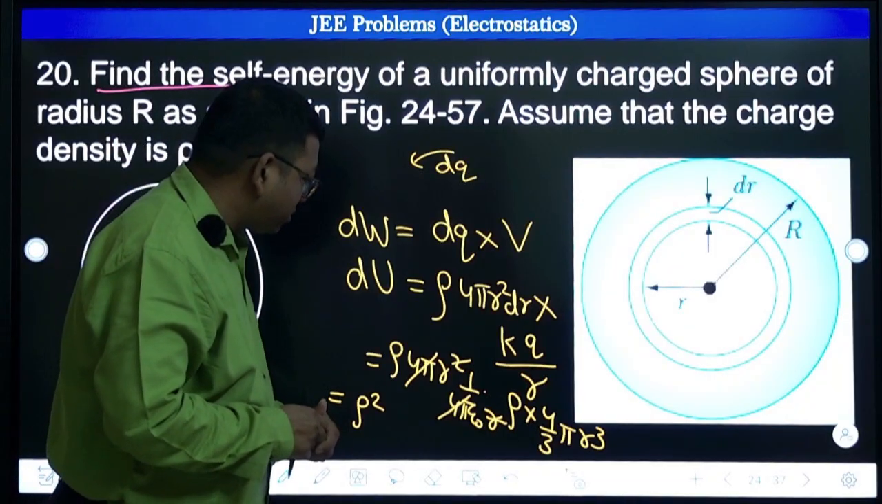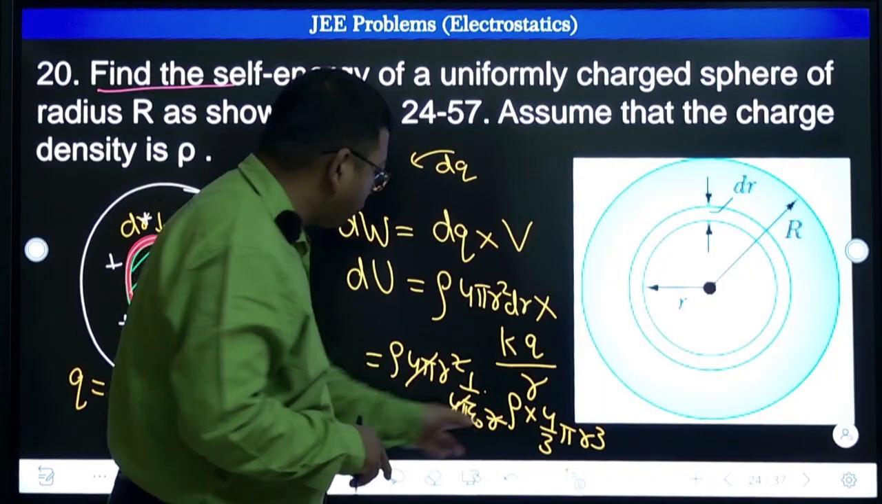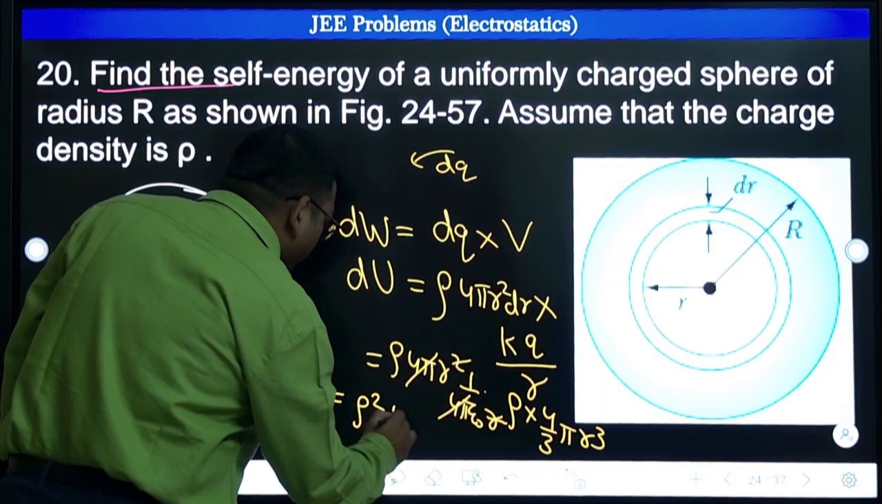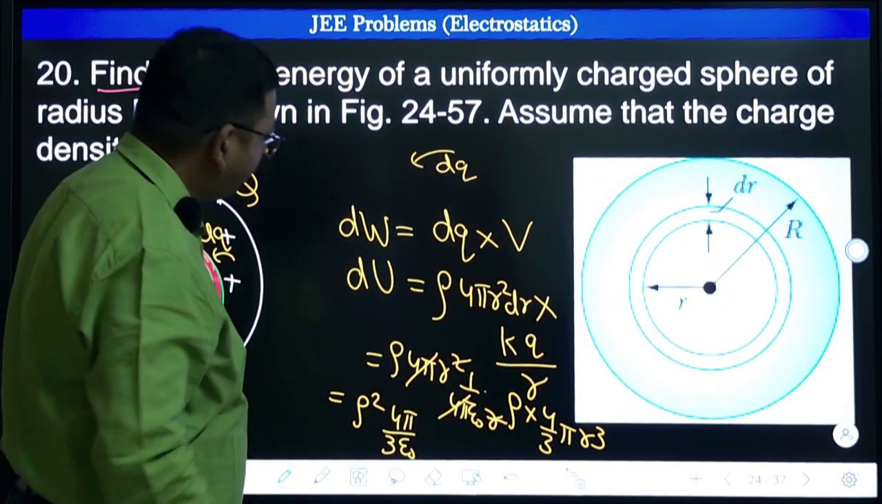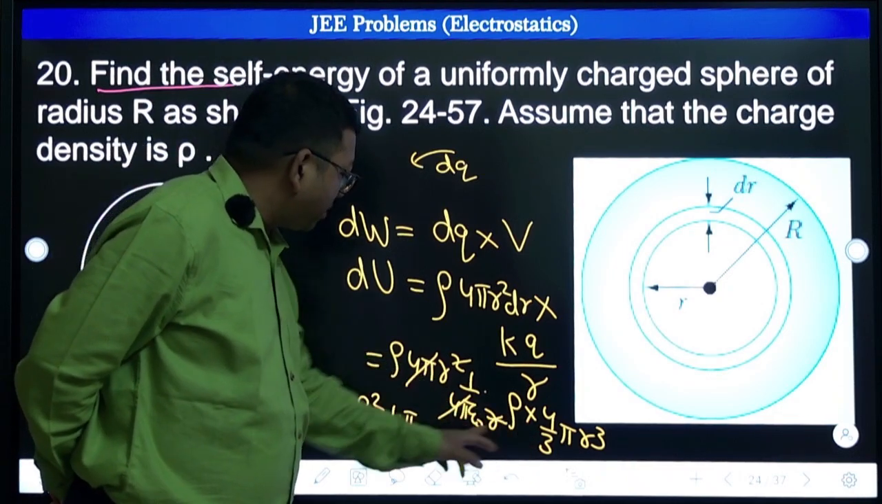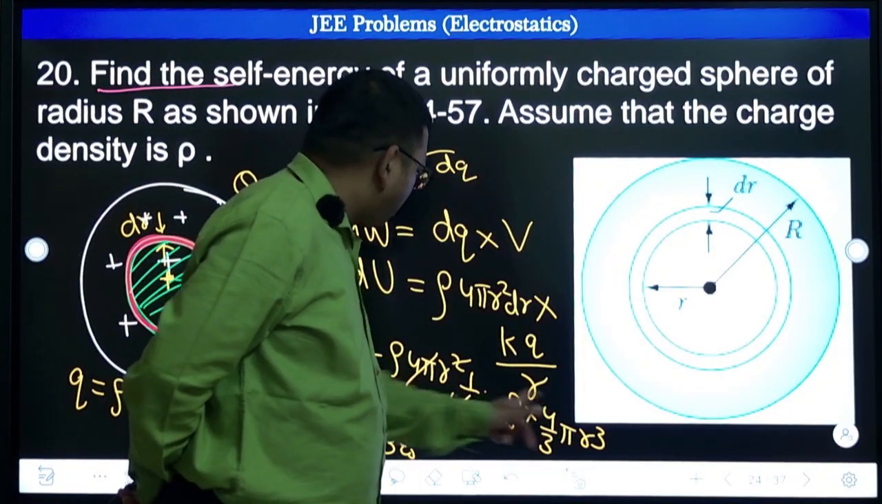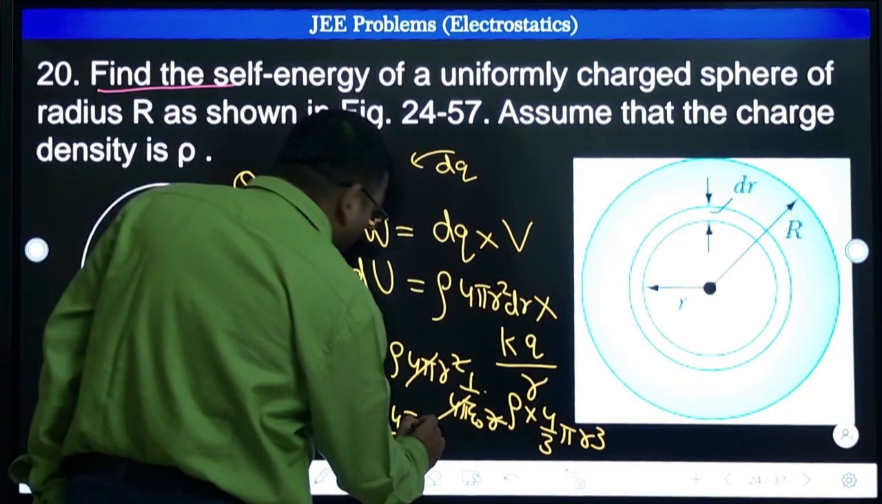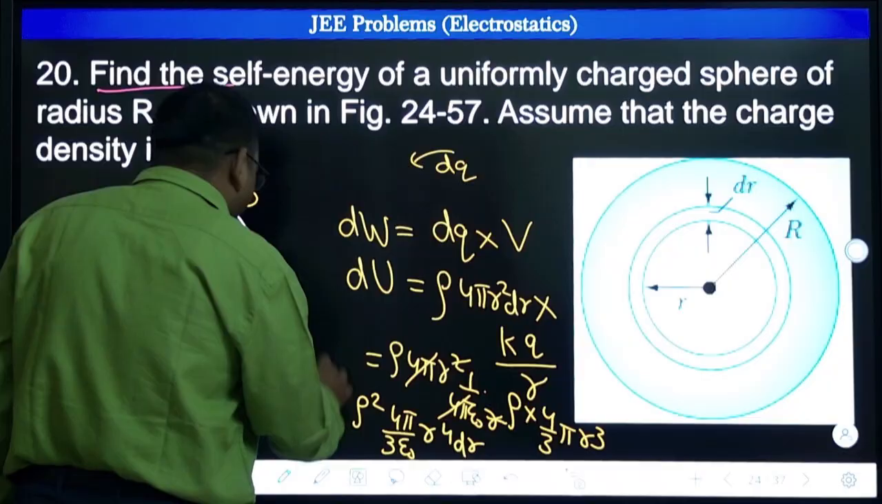Rho square has come out. Epsilon naught will also come. 4 pi by 3 epsilon naught is also coming out, correct? Now what are the powers of r? R3, r4 is coming, and dr is also there. This is dU. Now let us integrate.